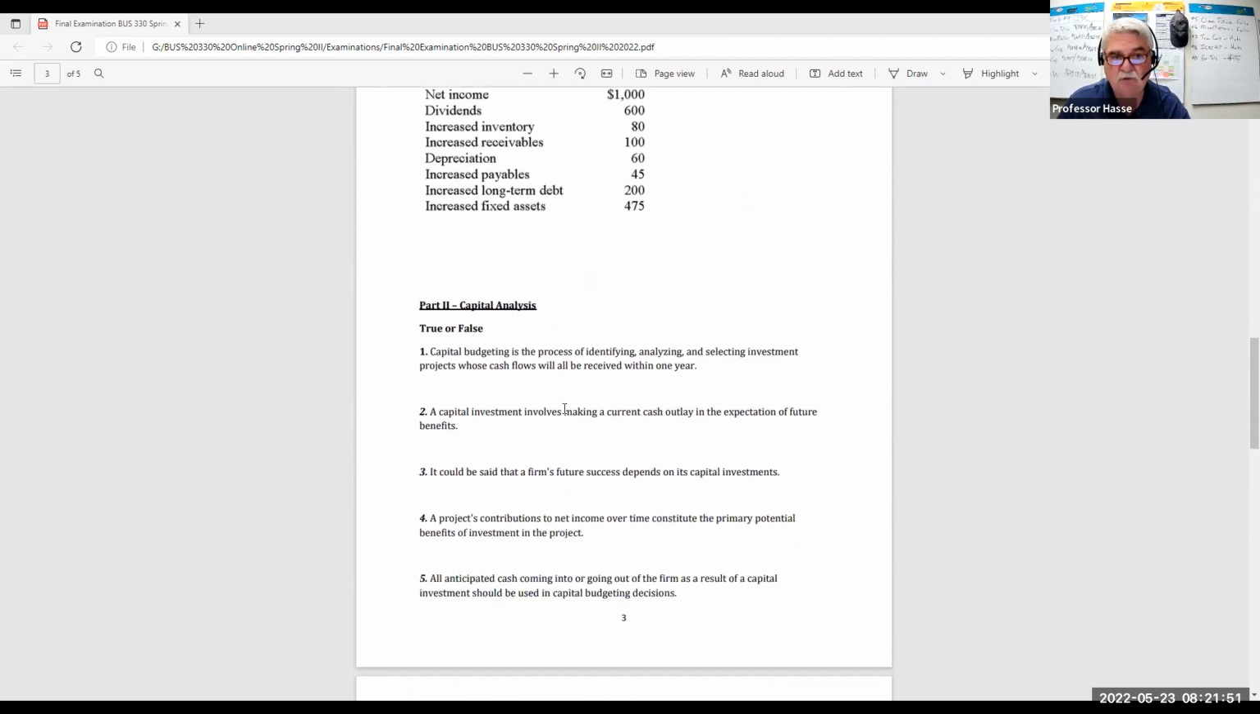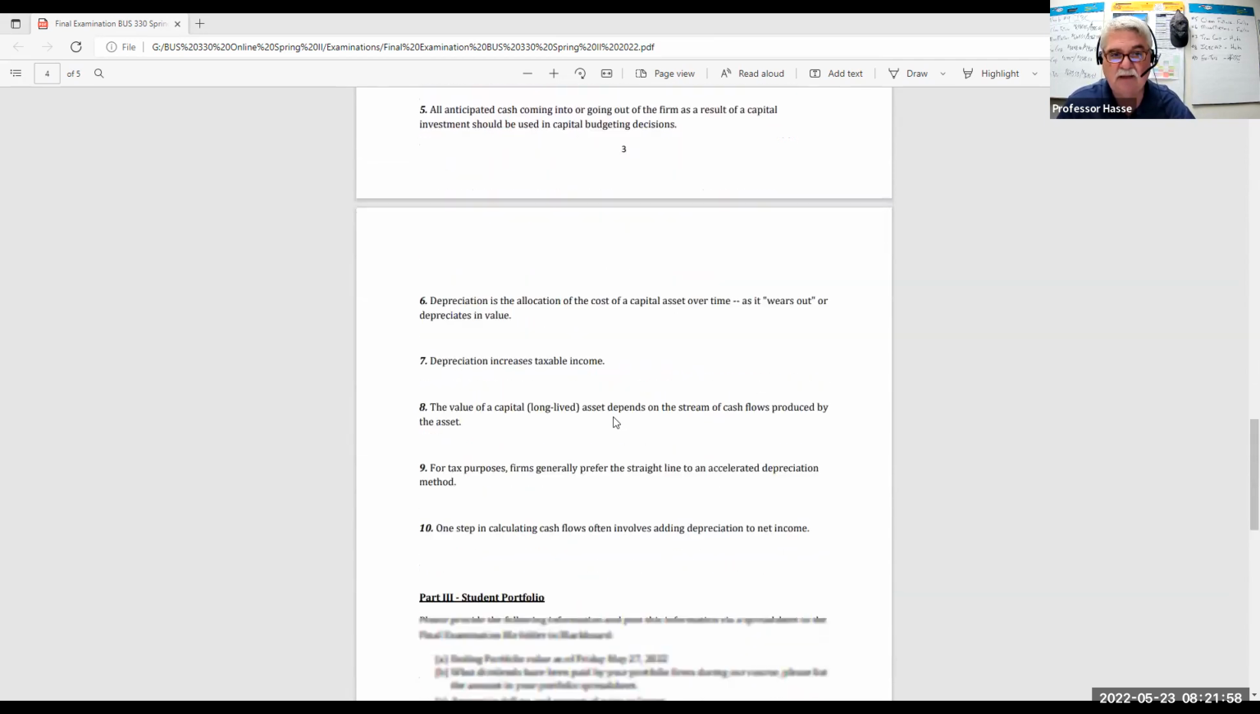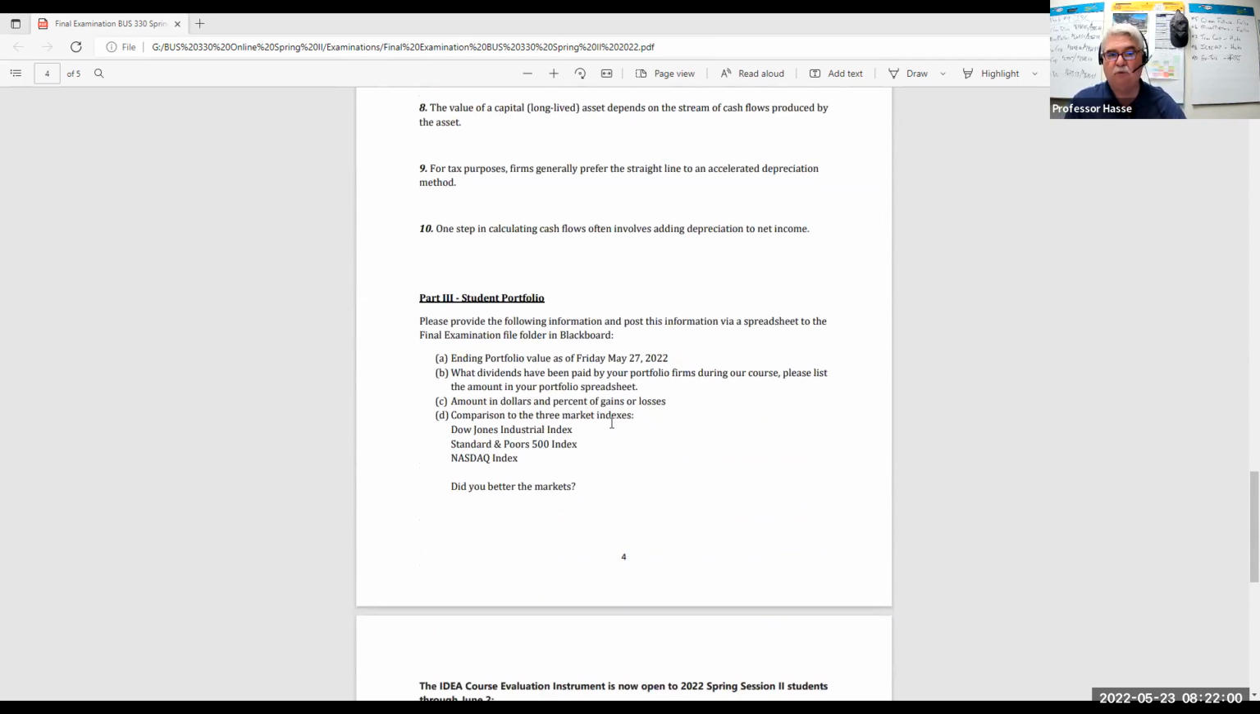And then part 2 is a true and false about capital analysis that we've spent a lot of time on the last few weeks. And then part 3 is a student portfolio update, where you are to determine your ending portfolio value of May 27th, like I just said. Also, and I'll show you a sample of that in just a minute, tell me what dividends have been paid by your portfolio's firms during our course. List the amount of the dividends paid by your company.